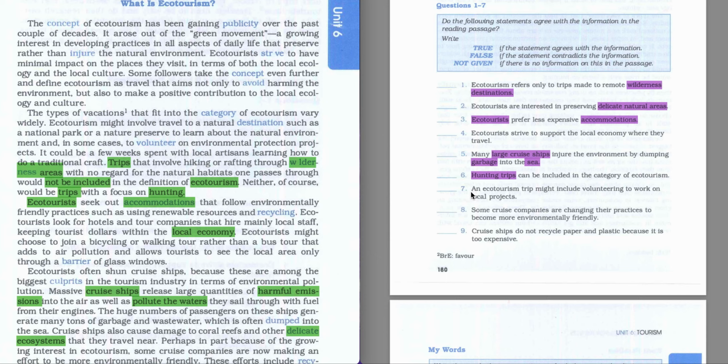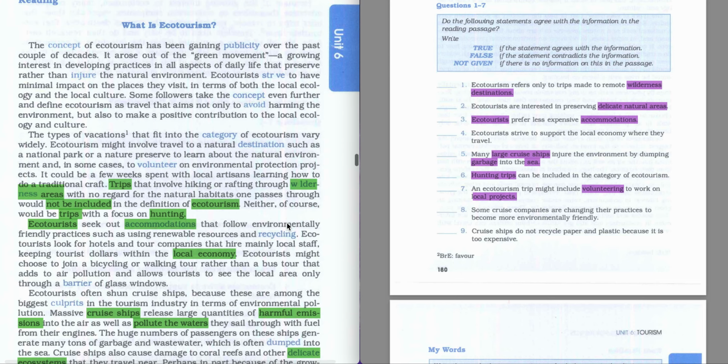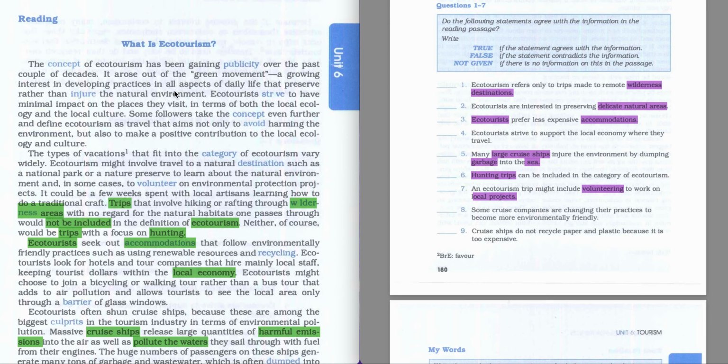We go further. Seventh question. Ecotourism trip might include volunteering to work on local projects. So we need some information about local projects and volunteering. And we can just try to find some information about volunteering and local.